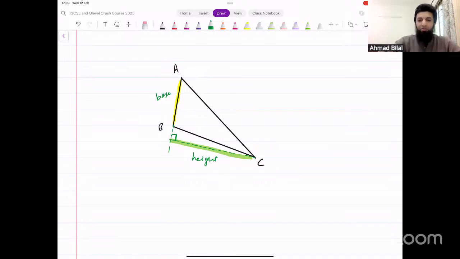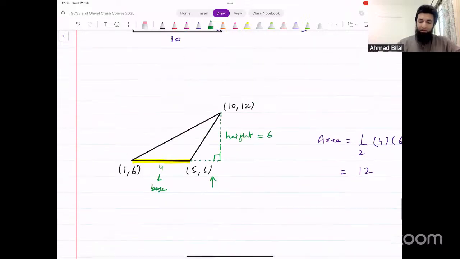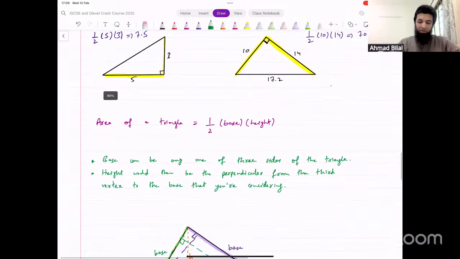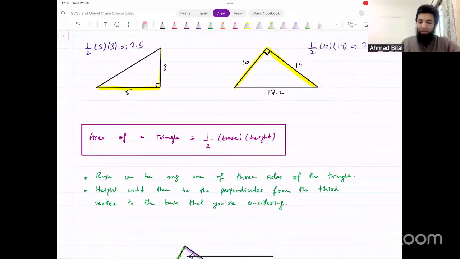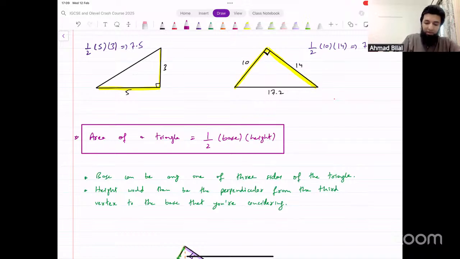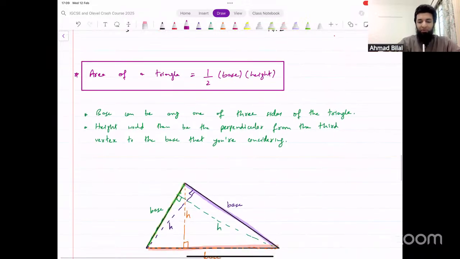So we just need to understand that sometimes the height of the triangle can be outside the triangle as well, like this. All right, so that's important. These are some important concepts to understand as far as using this formula is concerned. Area of a triangle is half into base into height. Base has to be one of the three sides of the triangle. And then height is going to be perpendicular from the third vertex, from the third point to the base that you're considering. Now, that's one formula that we can use to find areas of triangles.